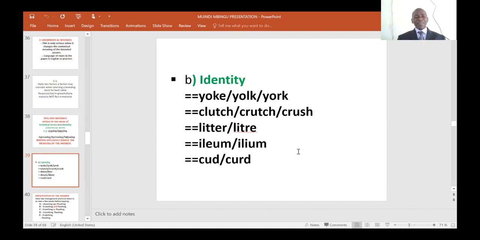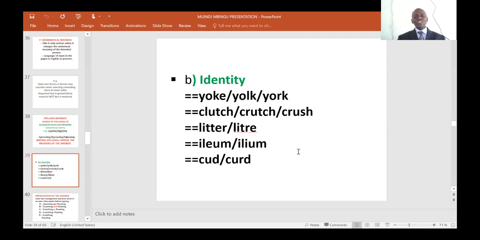Again, the litter, the bedding that is put on floor of poultry in deep litter system. Is it litter with double T-E-R or litter with T-R-E? Double T-E-R. So I hope that makes us be sensitive enough to spelling mistakes.